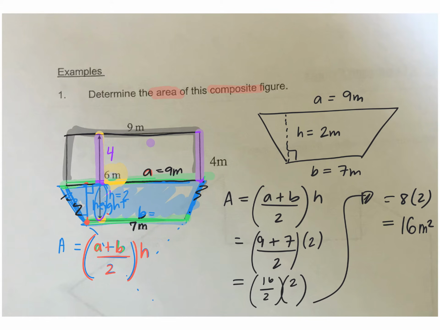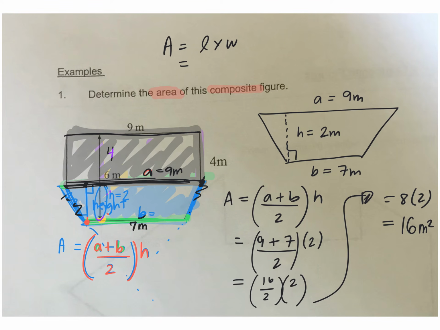That was the hard part. We're trying to find the total area of the figure. Well, what other part of the figure do we have to find? The area of the rectangle. This is the easy part. Area of a rectangle is equal to length times width. What's the length of the rectangle? 9 times the width. 9 times 4 is 36 meters squared.